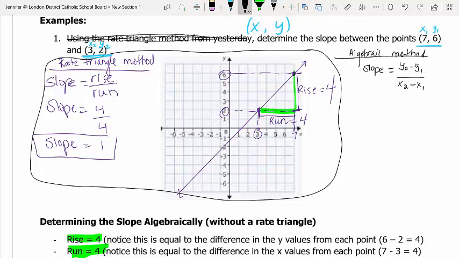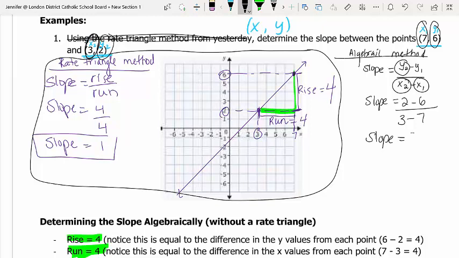Okay, step 3 is now plug those values into the equation. So y2 is actually, I labeled this guy as y2, it's actually 2, minus, what's y1? It's 6, divided by, what's x2? Okay, x2 is 3, minus, what's x1? It's this guy, 7. Now we just do the math.